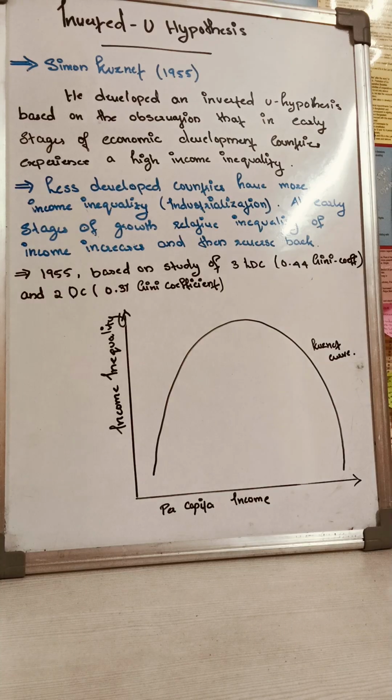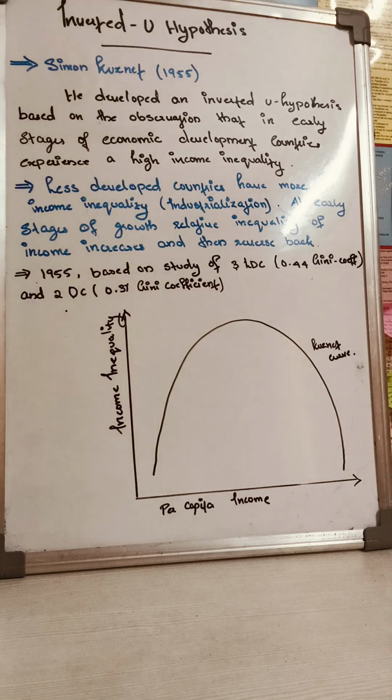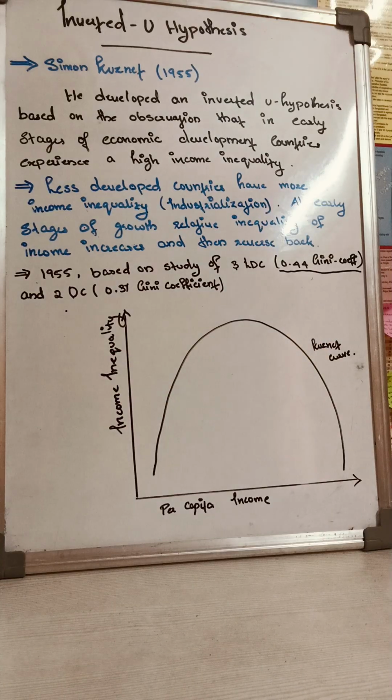This was observed by him in 1955 based on a study of 3 less developed countries and 2 developed countries. Of the 3 less developed countries, the Gini coefficient was 0.44. The Gini coefficient is a measure of inequality. For the developed countries, the Gini coefficient was less, at 0.37. It shows that a country which is developed has less income inequality compared to a country which is developing or which is less developed.